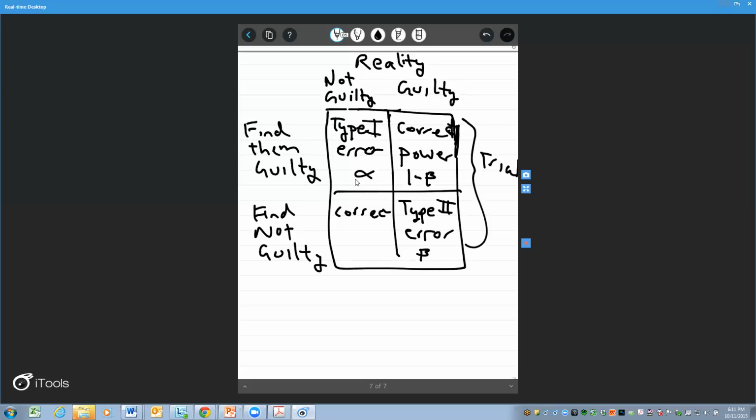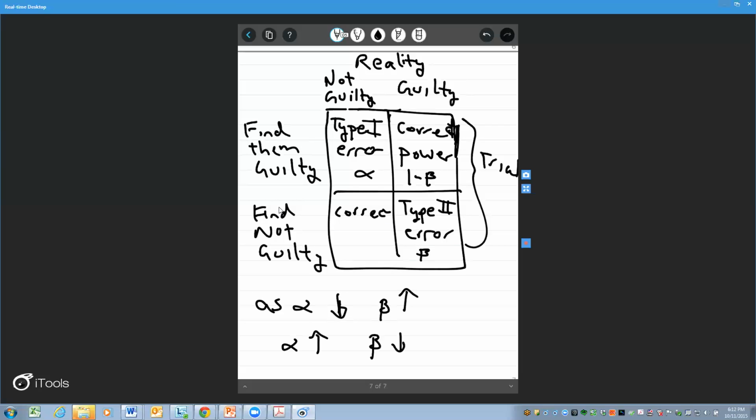Note that the more difficult we make it to find somebody who's innocent guilty, so the smaller we make this type 1 error, the larger we're going to make the type 2 error. The fewer innocent people we want to send to jail, the more guilty people we will let free. So note that as alpha decreases, beta increases, and vice versa. As alpha increases, beta will decrease.